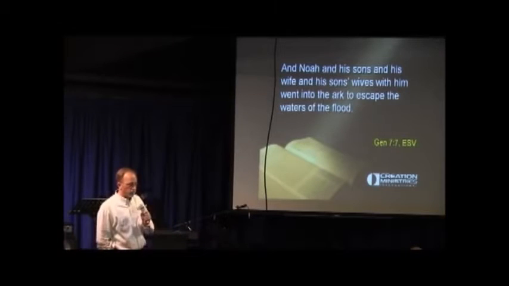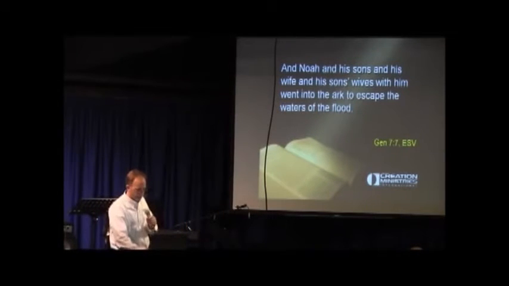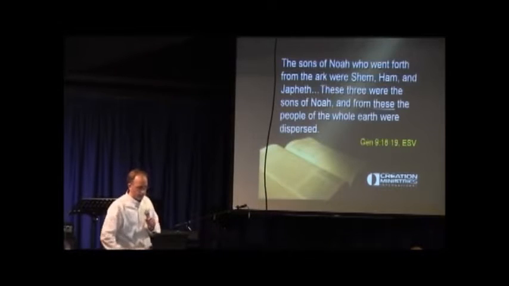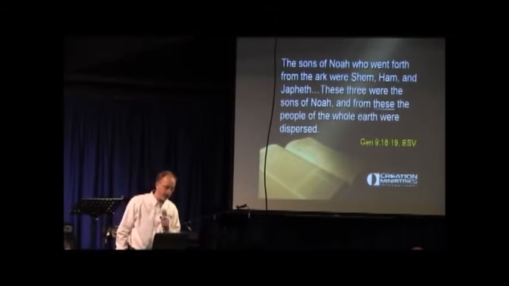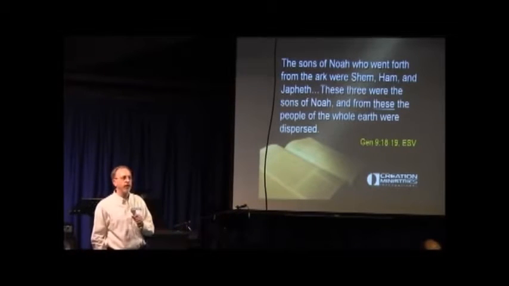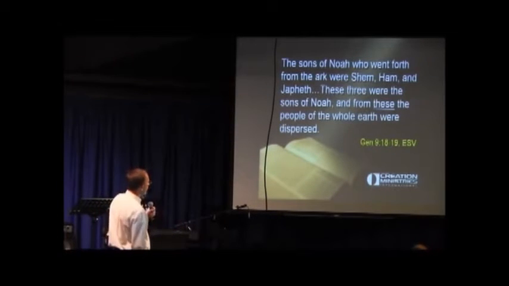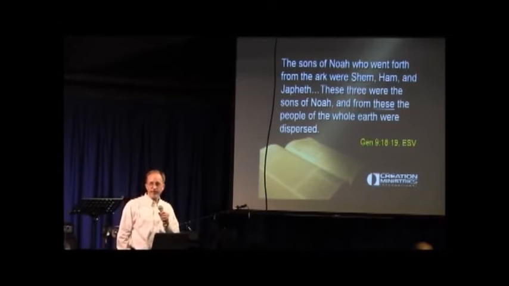Okay. Next section of the scripture that is a genetic statement, Genesis chapter 7. And Noah and his sons and his wife and his sons' wives with him went into the ark to escape the waters of the flood. Right after that, Genesis 9, it says, the sons of Noah who went forth from the ark were Shem, Ham, and Japheth. These 3 were the sons of Noah. And from these, the people of the whole earth were dispersed. Okay, wait a minute. Does the Bible there say that all the people on earth came from 3 founding couples? Yeah, that's what it says.